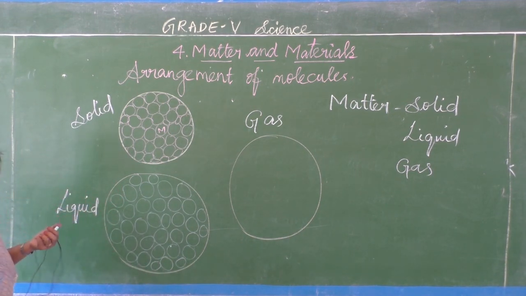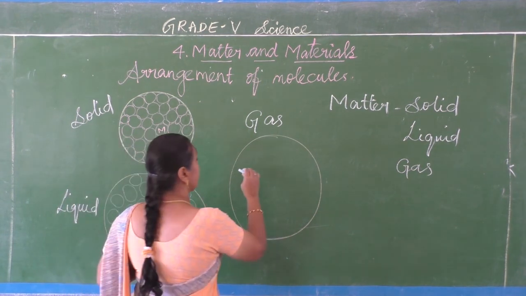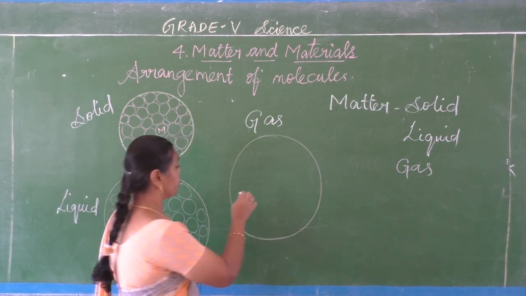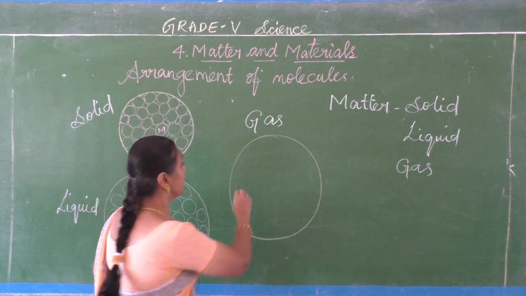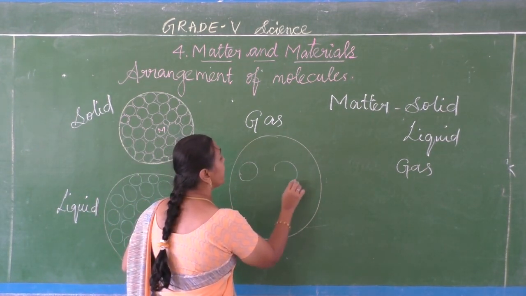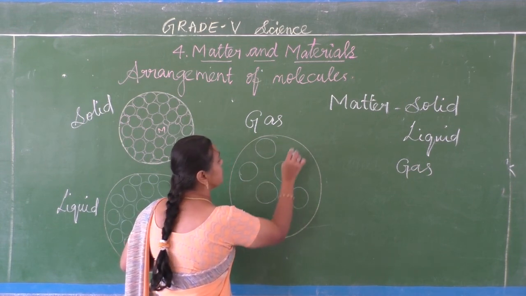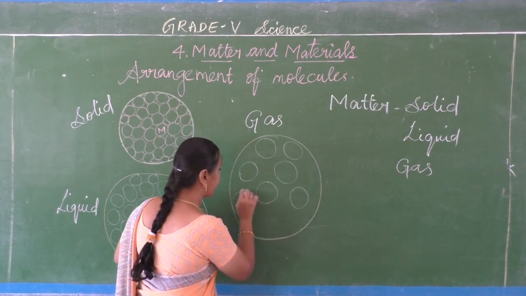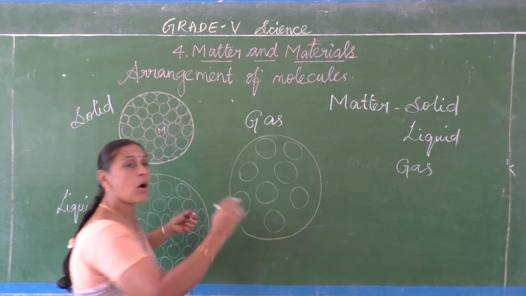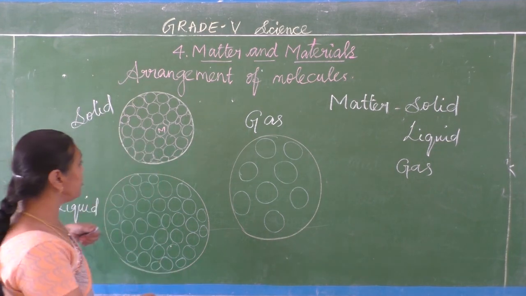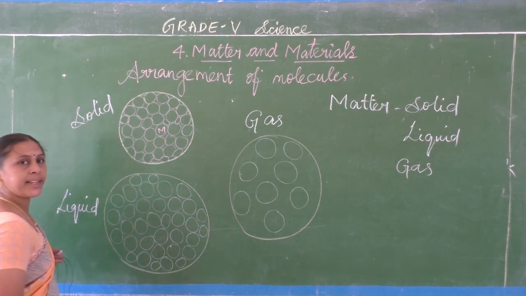This is liquid. Then next one, gas. In gas, the molecules are very loosely packed. In liquid, loosely packed, and here the molecules are far apart. Now can you see the difference between the three?